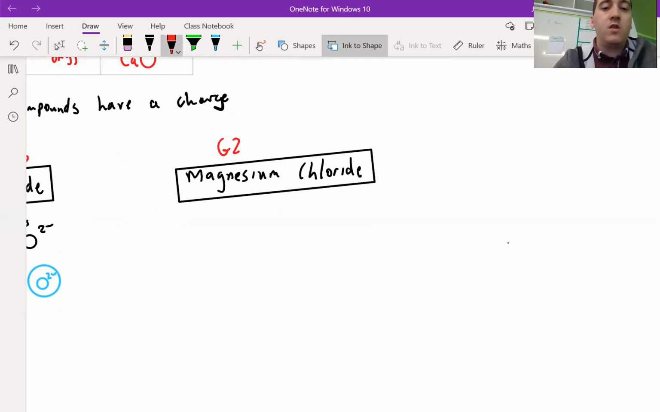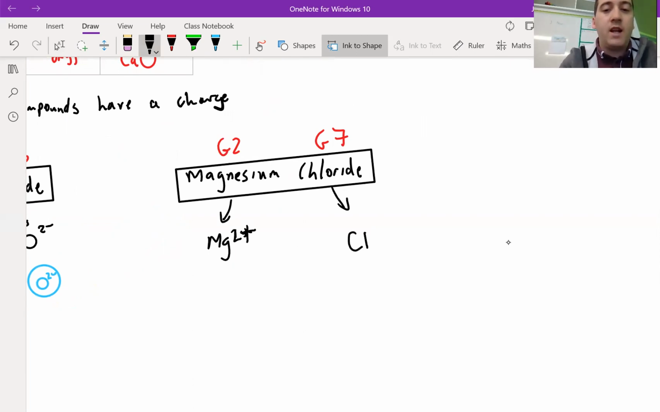Magnesium is group 2, chlorine or chloride ion is from group 7. Okay, so what does that mean? Well, it means that the magnesium forms the Mg2+ ion. Chlorine forms a Cl-1 ion. So again, if we were to draw these out, here I would have an Mg2+, like that, and over here, I would have a Cl-.